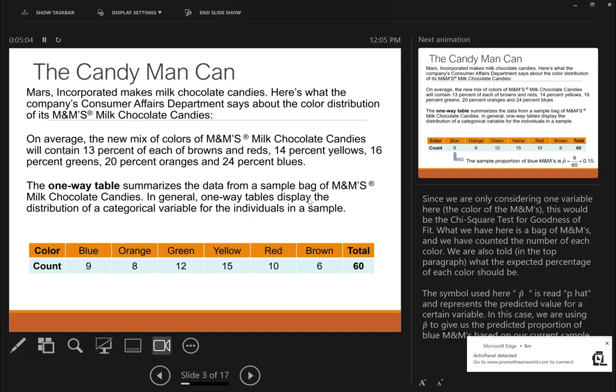For today, the example that we're going to work through is this idea of M&Ms. We're going to keep referring back to this example over and over again as we talk through what this goodness of fit test is doing, how it works, and how to perform it. That's going to be the gist of it. Everybody okay? All right, so here's the situation. Mars Incorporated makes milk chocolate candies. The company's customer affairs department says the color distribution for candies is 13% brown and red, 14% yellow, 16% green, 20% orange, and 24% blue.